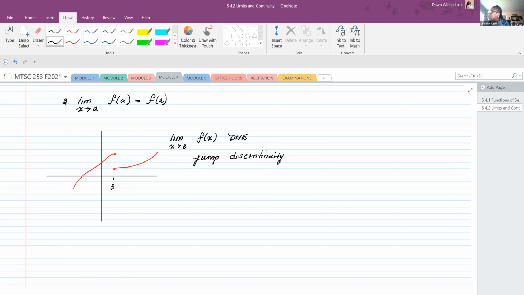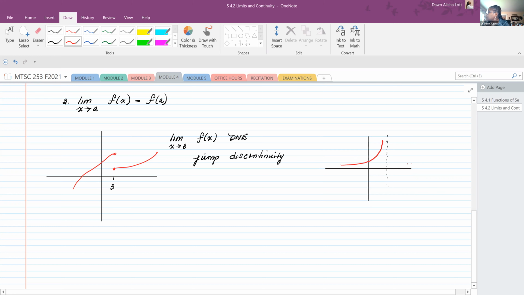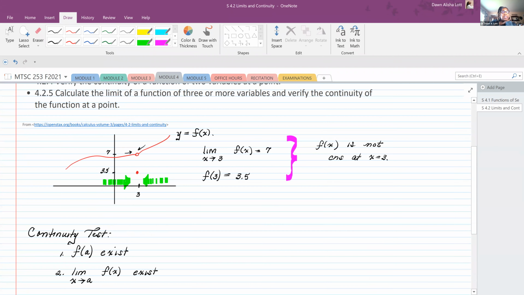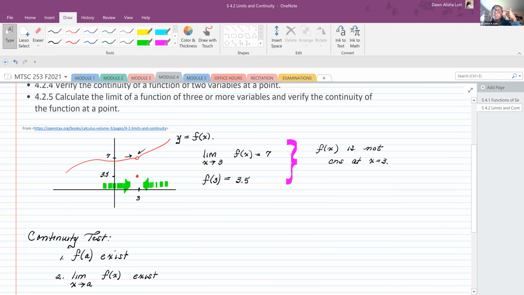Another function that's not continuous might look like this. That function's not continuous. Now this one, the limit doesn't exist, that one doesn't either. But at least in 2D, in R2, it's easy to look at because you're only approaching it from the left and from the right.